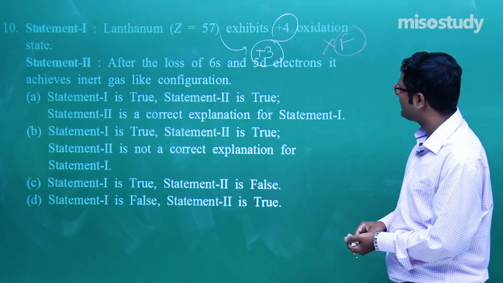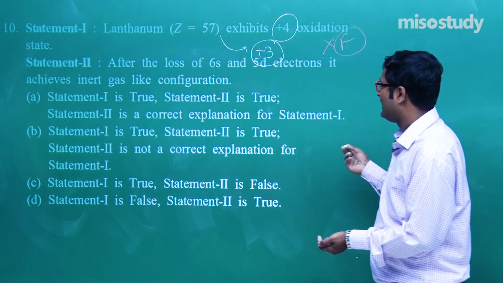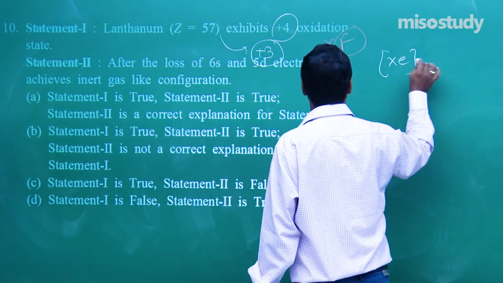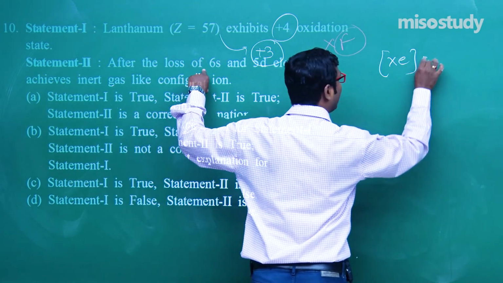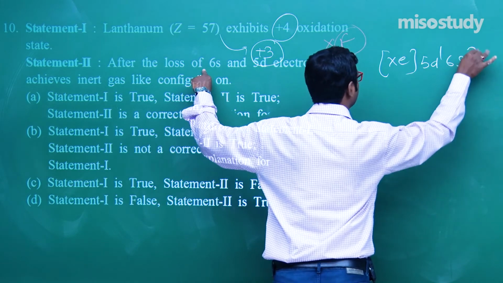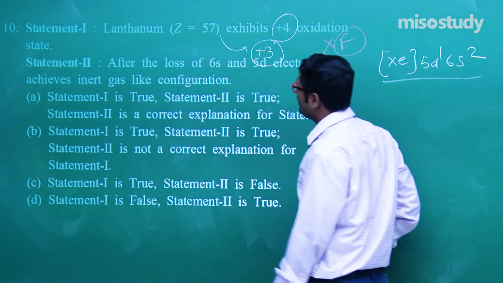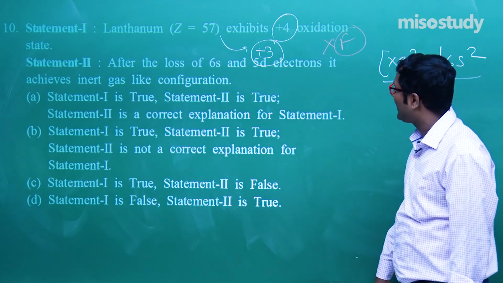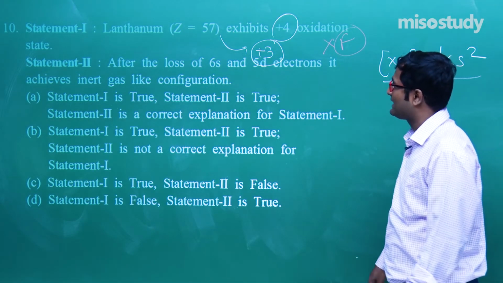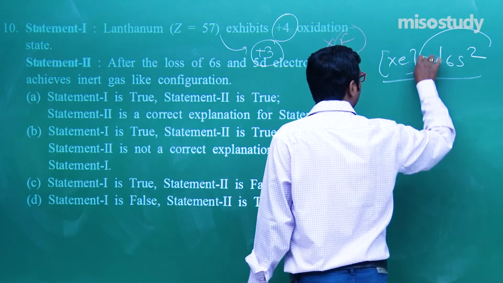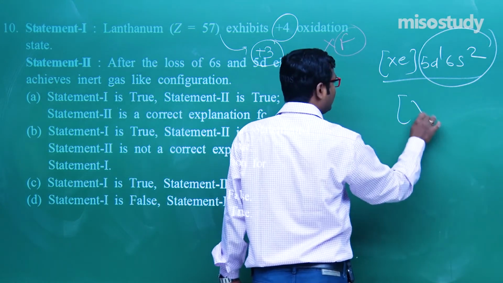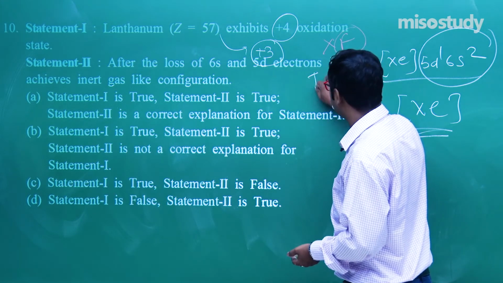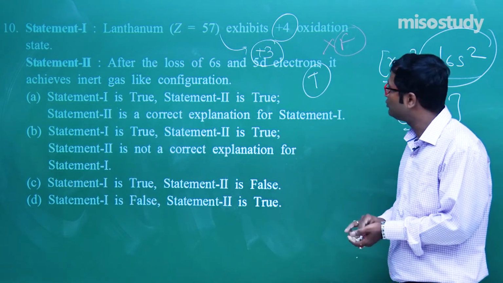After the loss of 6s and 5d electrons, because the electronic configuration is xenon 5d1 6s2, that is the general electronic configuration. So after the loss of 6s and 5d electrons, it achieves inert gas configuration. Definitely if you lose 5d and 6s electrons, it gets the xenon configuration, which is an inert gas. So statement 2 is true. Definitely statement 2 is true.